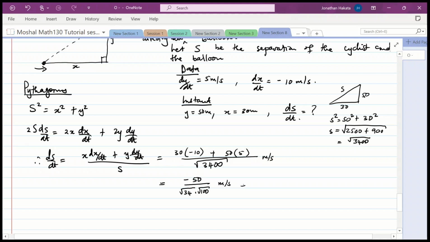So this is equal to, this is 100, so this 10 will cancel with that, and then I'll have minus 5 over square root of 34 meters per second. Okay, this is not a 5, guys. This is an s for seconds. So this is the answer. ds dt is that.